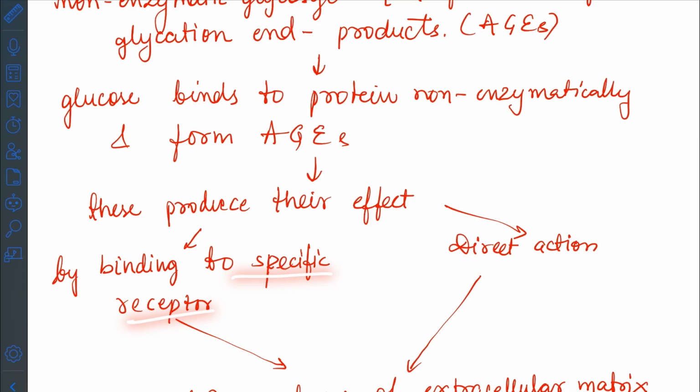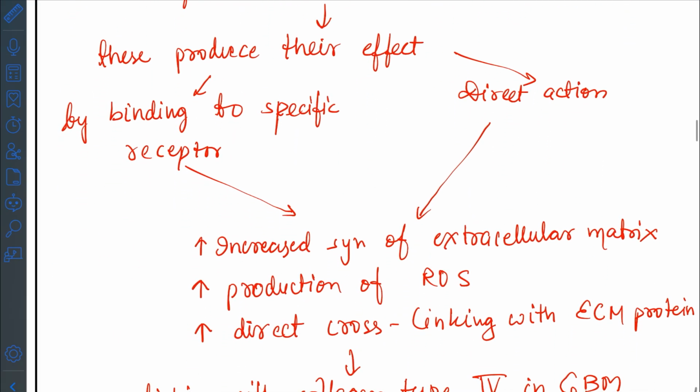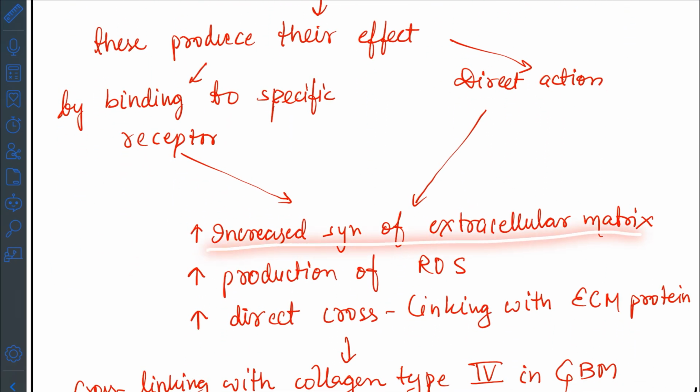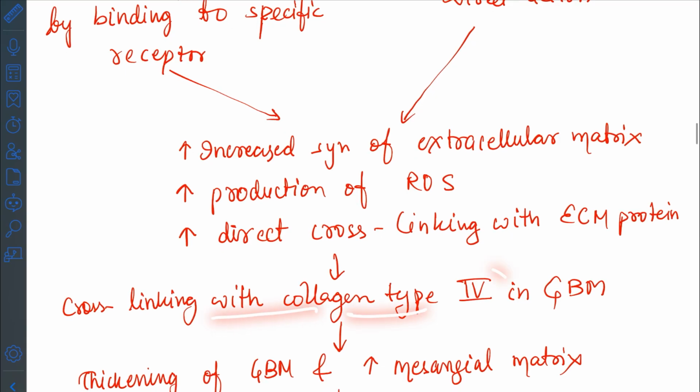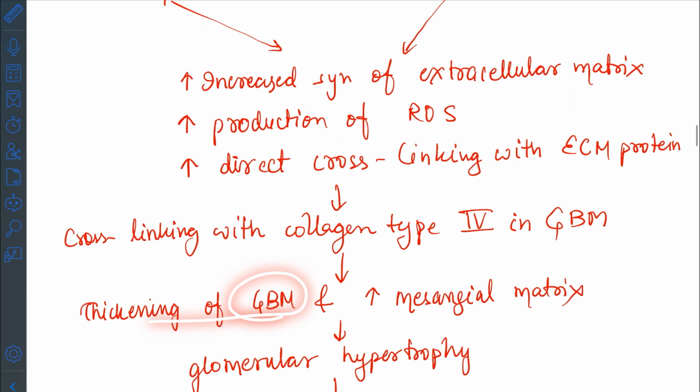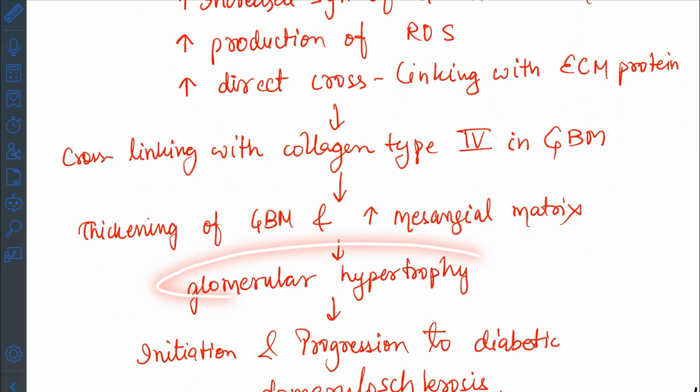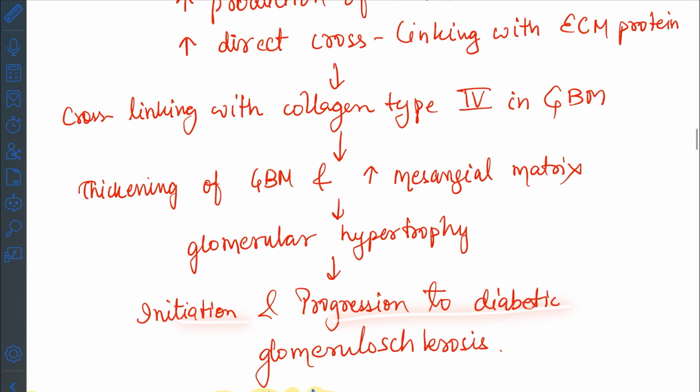Ultimately, both these pathways lead to increased synthesis of extracellular matrix, increased production of reactive oxygen species, and increased direct cross-linking with extracellular matrix protein. These all lead to cross-linking with collagen type 4 in the glomerular basement membrane and thickening of the glomerular basement membrane, as well as increased mesangial matrix, ultimately causing glomerular hypertrophy, initiation and progression to diabetic glomerulosclerosis.